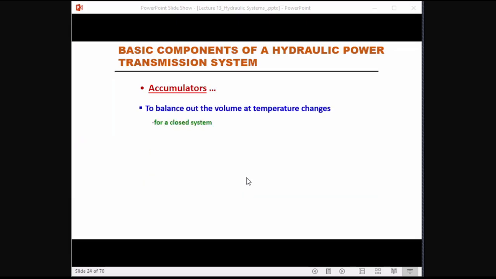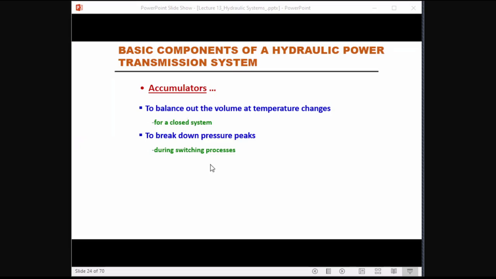Then to balance out volume at temperature changes: in a closed hydraulic system, temperature changes can cause the fluid to expand or contract. Then accumulators help balance out these volume changes, maintaining stable system pressure. Okay.